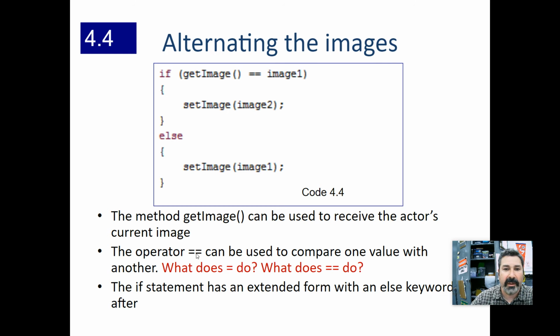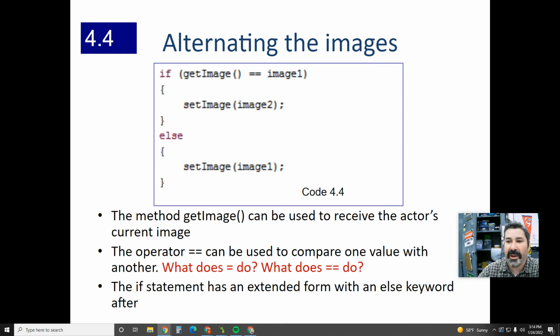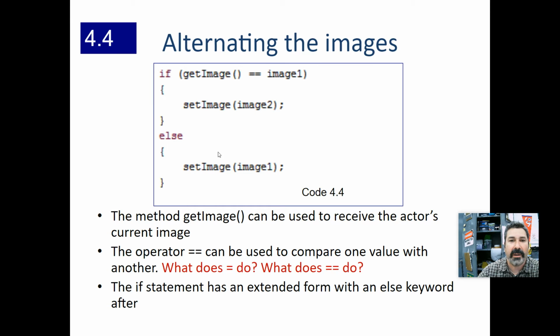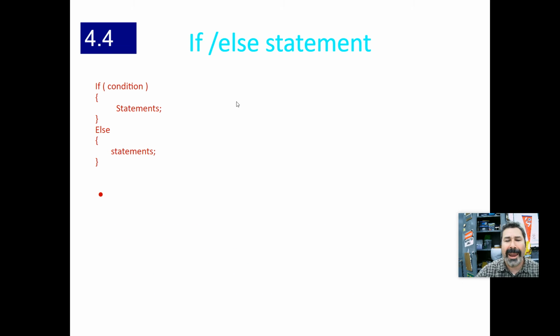So basically, the method getImage can be used to receive the actor's current image. Boom. The comparison operator can be used to compare one value to another. What does this do? What does that do? Answer that. If you don't know, ask me in class. I'll help you. The if statement has an extended form with an else keyword, right? So instead of just an if, we have an if-else, and we're going to talk about that in a second. All right, get out your handouts.